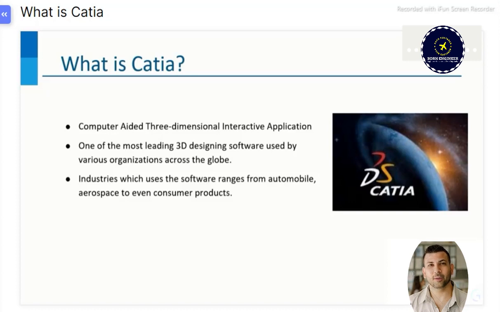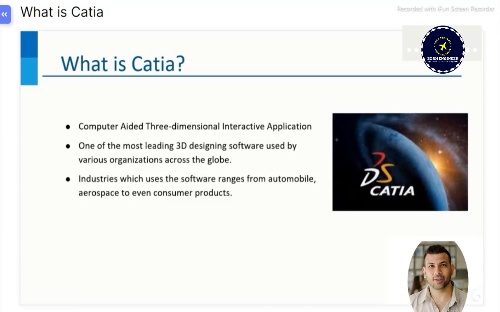CATIA. Computer Aided Three-Dimensional Interactive Application. I hope you are able to understand what I have actually meant right now. And I'm really sure that most of you didn't know that there is a full form for the software CATIA. And most of the people who are actually working in the software still don't know that. So that is the first thing which I would like to convey to you.